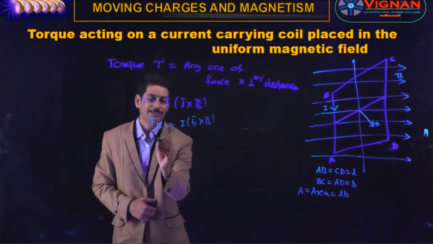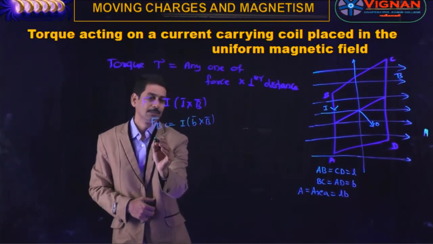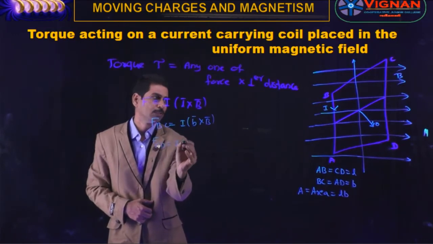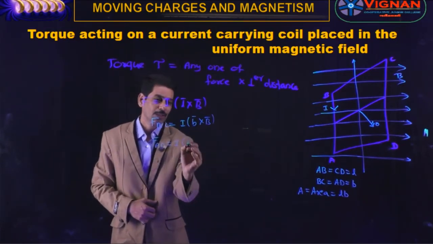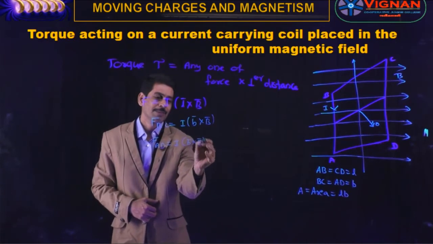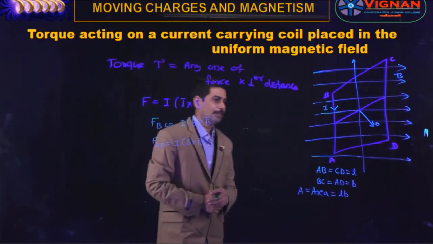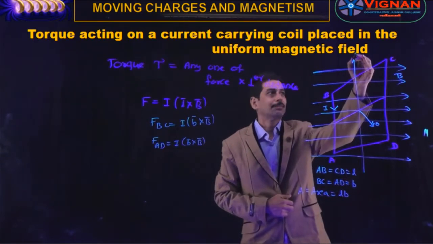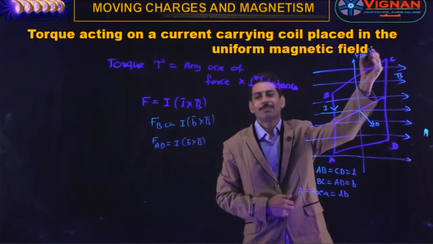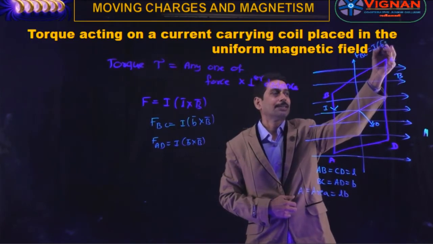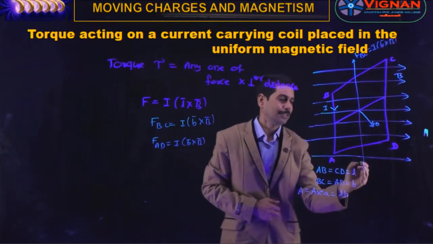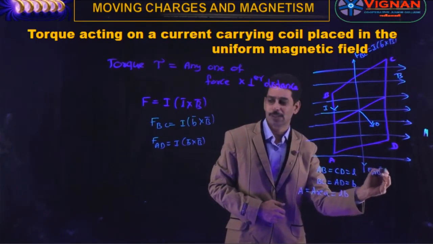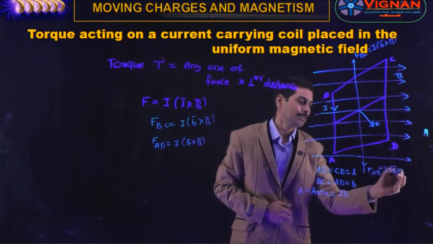And similarly let us find the force acting on AD. This is I into B bar cross B bar, since AD is also B. This force also acts at the midpoint, and vertically downward. So here the force FBC is given by I into B bar cross B bar, and FAD is equal to I into B bar cross B bar.